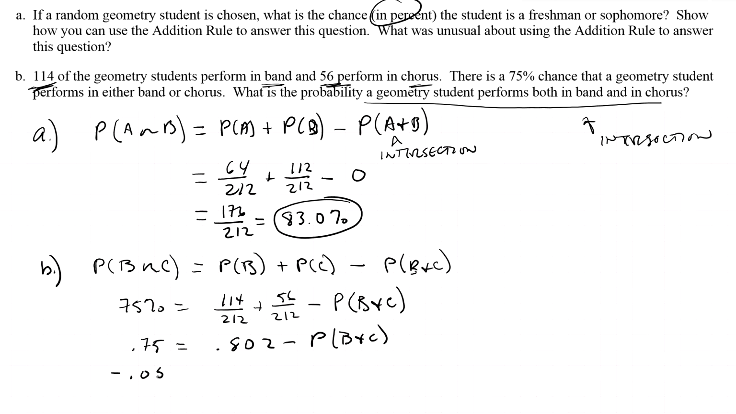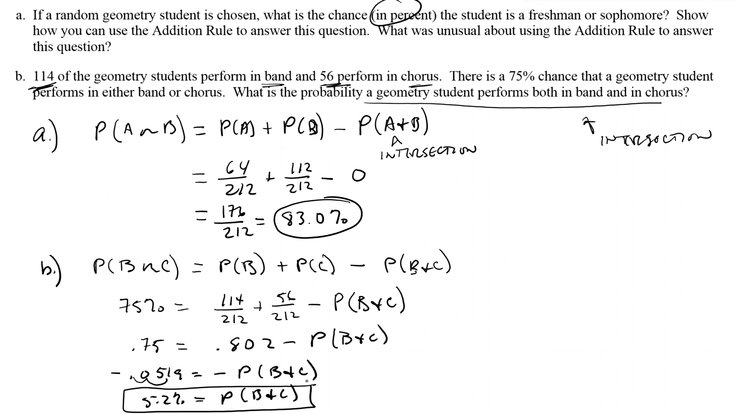negative 0.051, or 0.0519 equals minus the probability of B and C. Then when we divide by -1, we know that the probability of B and C is going to be roughly 5.2%. And that's our answer. So the intersection of band and chorus is 5.2%.